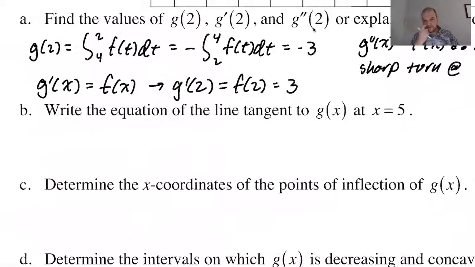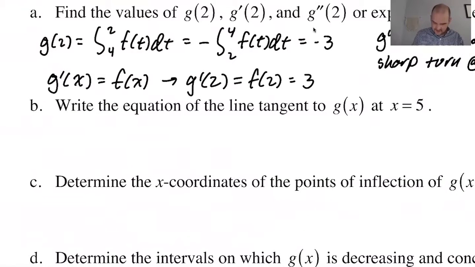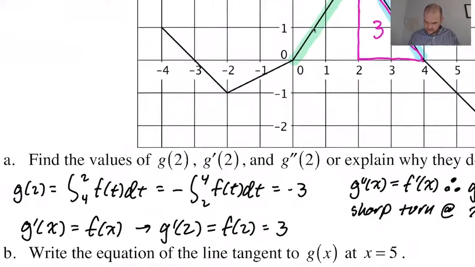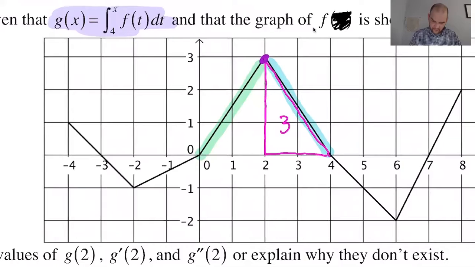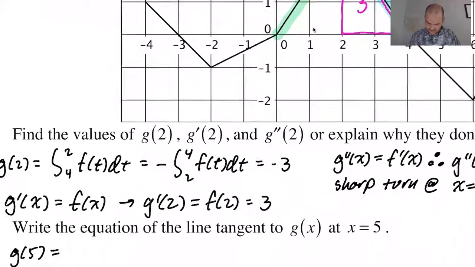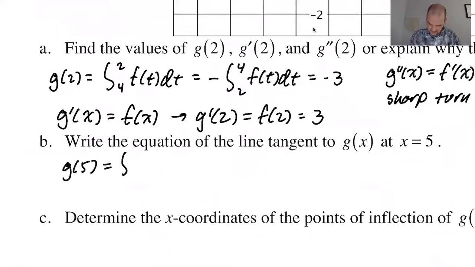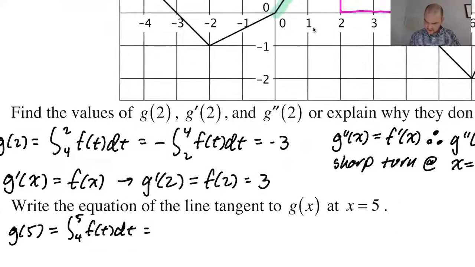Let's see if we can do the next one. Write the equation of the line tangent to g of x at x equals 5. All right, I need to know g of 5. So g of 5 is the integral from 4 to 5 of f of t dt. Let's go to the graph and geometrically figure that out.